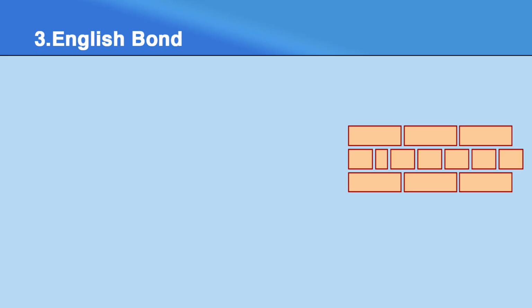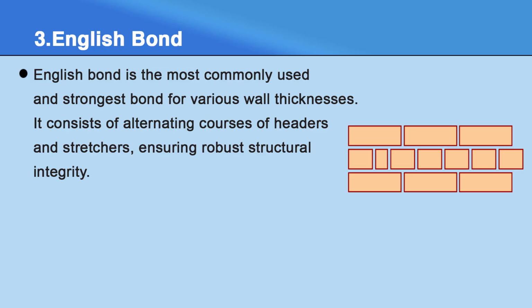Next, that is the third variety, is English bond. The English bond is one of the most traditional and structurally sound bricklaying patterns. This is widely regarded for its strength and durability. So, both the aspects, that is the strength and durability, are available in this type.